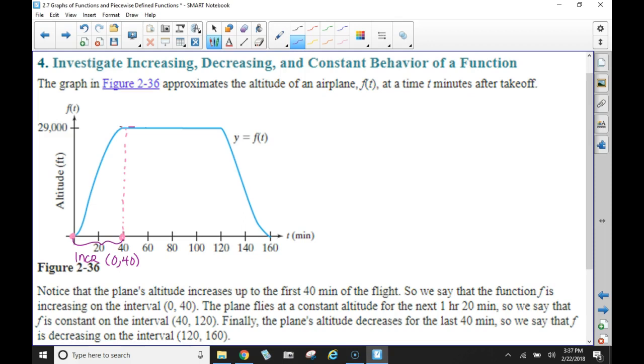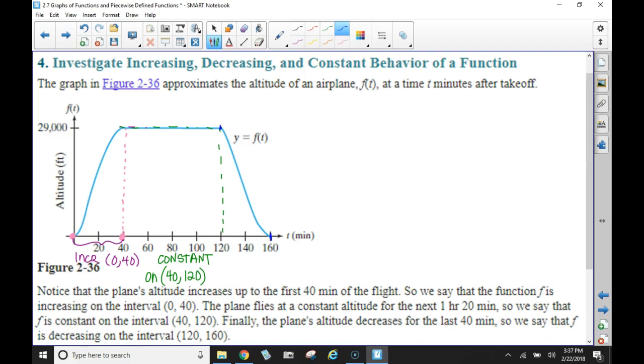Then the altitude levels out. Let me use a different color here. Then the altitude levels out until 120 minutes. This is a constant behavior because it is flat. And so we'll say that the function, which is the airplane's altitude, is constant on the interval from 40 minutes to 120 minutes. It doesn't really matter if they're asking on what intervals is the graph increasing, decreasing, or constant, where it is 29,000 feet. We'll describe that a little bit later with something else, okay?